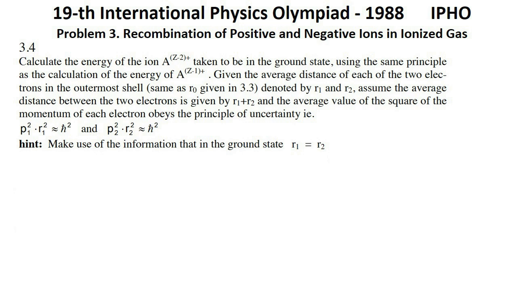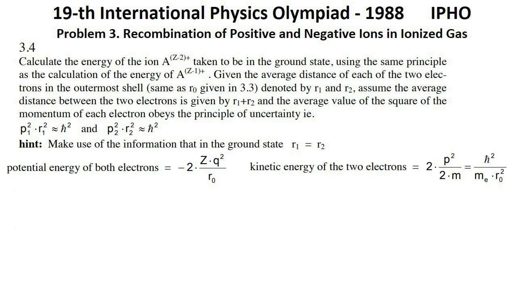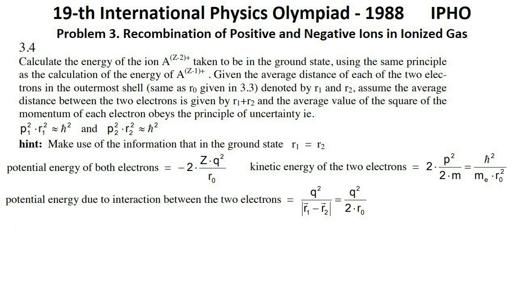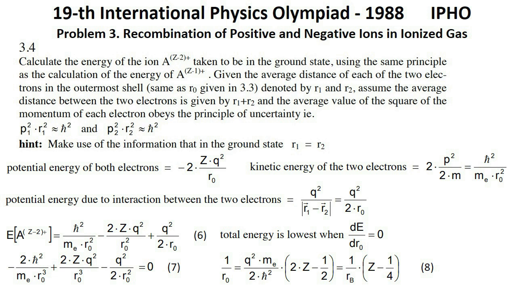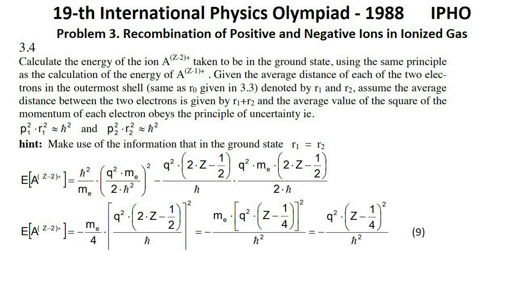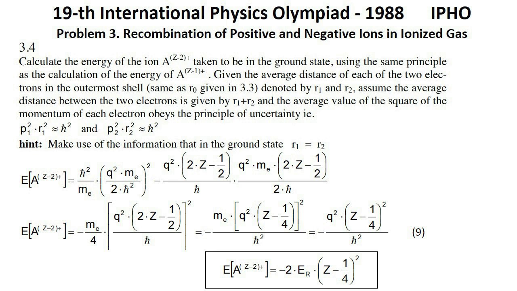Solution to question 4. In the case of the A^(Z-1)+ ion capturing a second electron, the potential and kinetic energy of both electrons are the next ones. The potential energy due to interaction between the two electrons is this one. So the total energy is in expression 6. Total energy is lowest when the first derivative is 0. It means that after 6 we have expression 7, and 1 over r0 equals expression 8. Finally, the total energy of the ion A^(Z-2)+ is in expression 9. That was the solution to question 4.